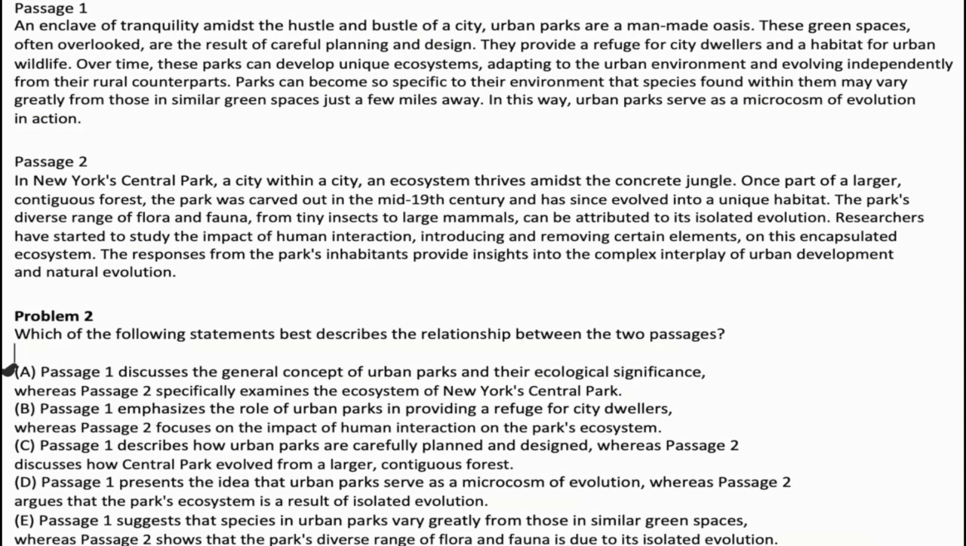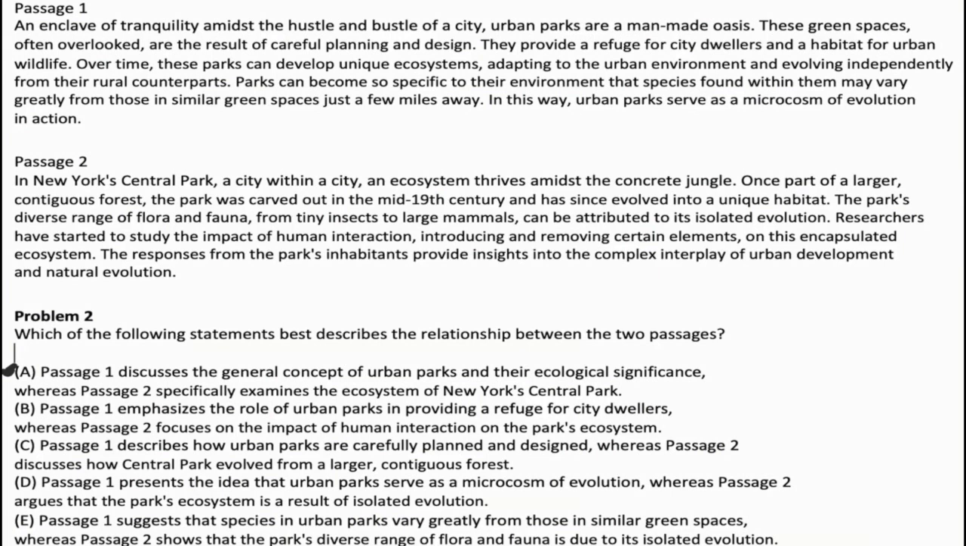C, passage 1 describes how urban parks are carefully planned and designed, whereas passage 2 discusses how Central Park evolved from a larger contiguous forest. I mean, true, but is that the main relationship between them? No. D, passage 1 presents the idea that urban parks serve as a microcosm of evolution, whereas passage 2 argues that the park's ecosystem is a result of isolated evolution. I think those are sort of saying the same thing. I don't see a huge difference there, and it doesn't seem to be the main point.